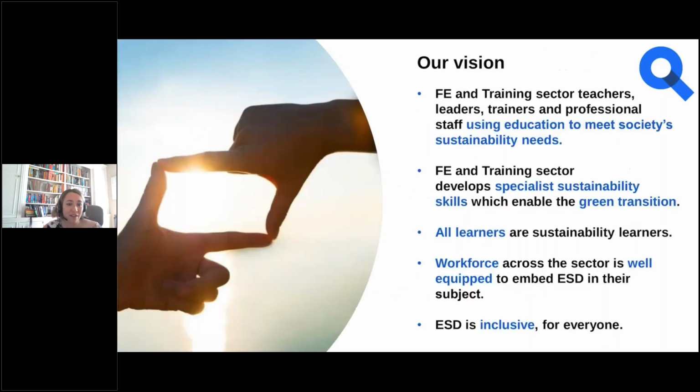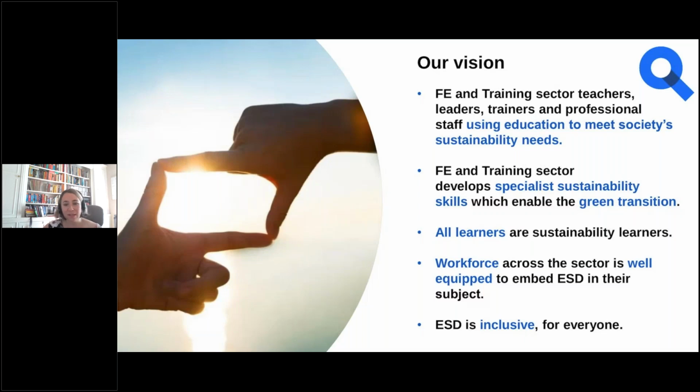And at the Education and Training Foundation, where I work as National Head of ESD, we have a vision for the sector that looks a little bit like this. And that is using our sector to contribute positively to society's sustainability needs. And to do that, we're developing those specialist skills, but also recognising that all learners can be sustainability learners in terms of developing those green life skills, the ability to affect change around them, and also recognising that there isn't really an industry or a job that won't be affected by sustainability at some point in the coming decades.